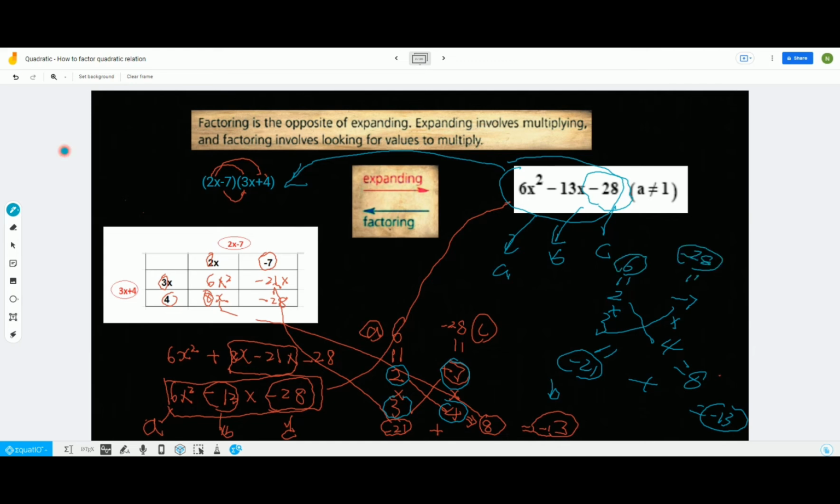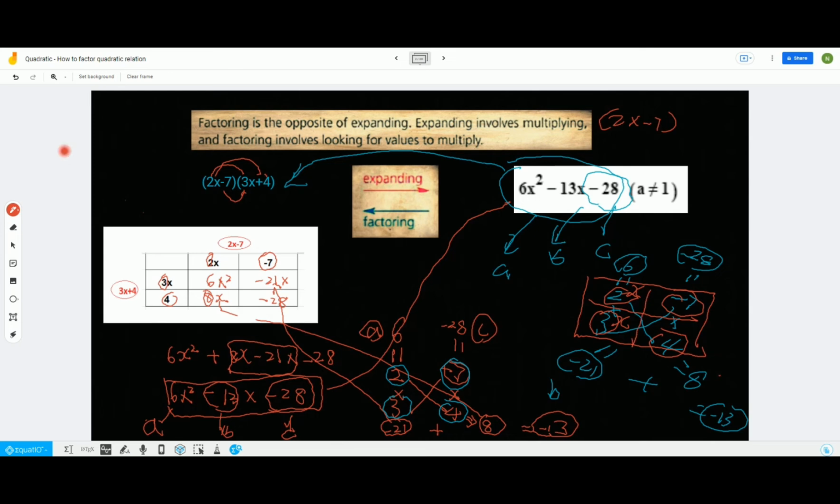So we look at the layout: 2, 3, negative 7, and 4. Actually, here it should be x. So 2x minus 7. We can copy it here, 2x minus 7, like a row, like we do in a table here.